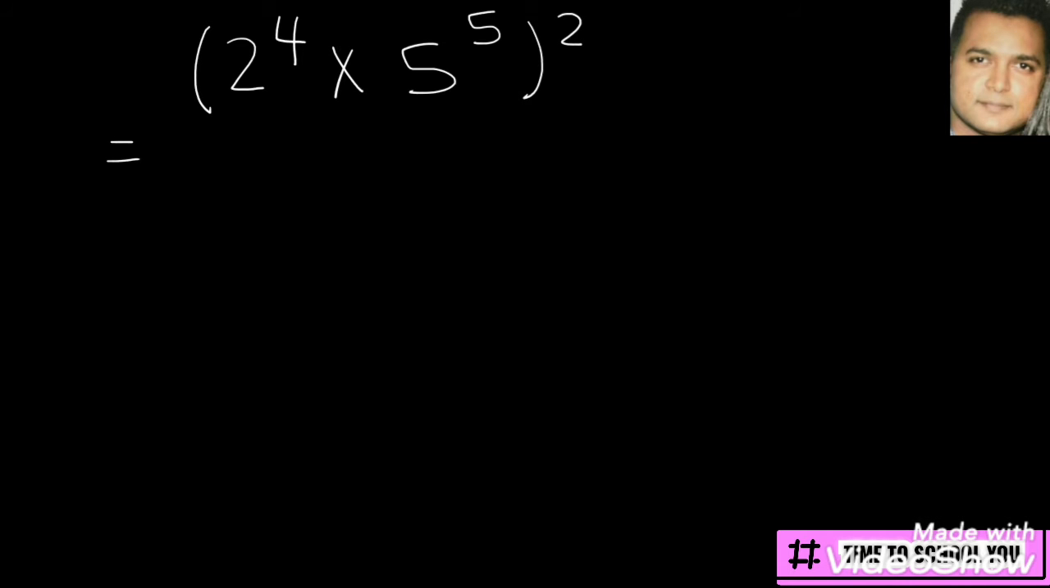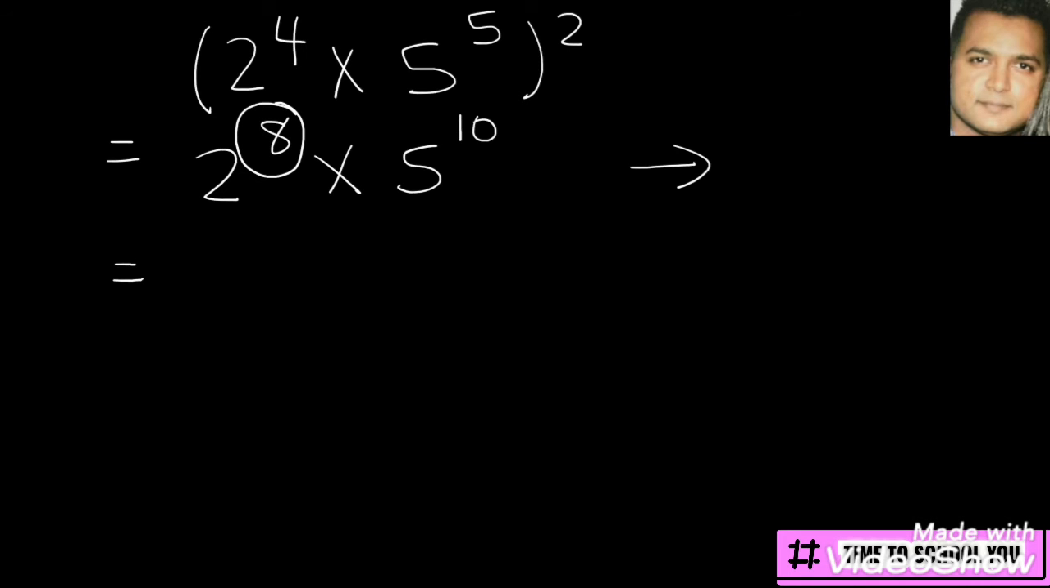Okay, in this example here, we have (2⁴ times 5⁵) all raised to the power 2. So the first thing we do is multiply the exponents. So we have 2 to the 8 times 5 to the 10. Now the idea for me is to sort out this 8. And so I'm going to be creating 5 to the 10. I'm going to be multiplying it as 5 to the 8 times 5 to the 2. When I add the 2 and the 8, I end up getting 5 to the power 10.